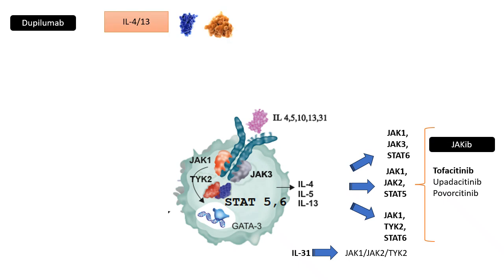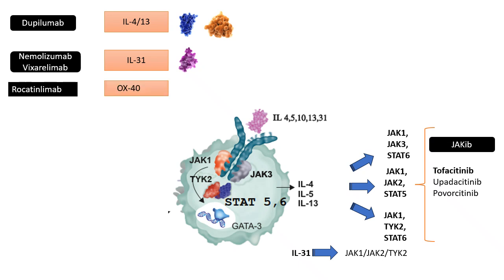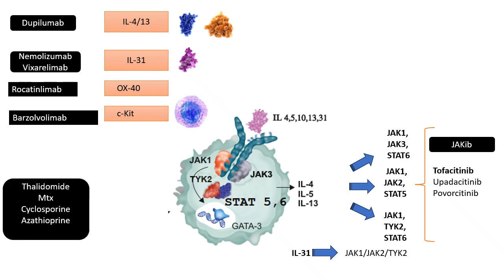Then you've got these new cytokine inhibition drugs, dupilumab, which inhibits IL-4/13, FDA approved, and nemolizumab, IL-31, approved by FDA. The second one is not yet approved in trials. You've got an OX40 inhibitor, which is basically a drug that causes loss of effector T cells. This is again on trial. Then you have another c-KIT inhibitor, which is basically on the mast cells, again on trial. And then you've got conventional drugs.